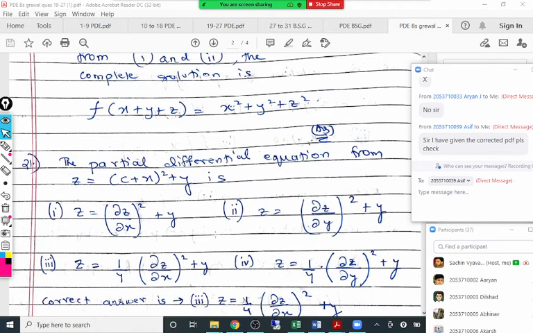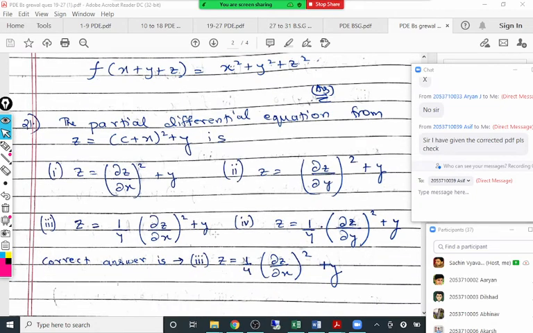21. The PDE of z equal to (x plus y) whole square plus y is. So we have to eliminate the arbitrary constant c, and we should write the corresponding PDE. If you take dou z by dou x, we have 2 times (c plus x).